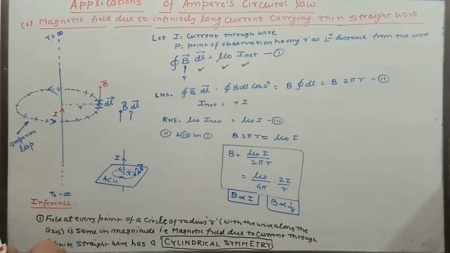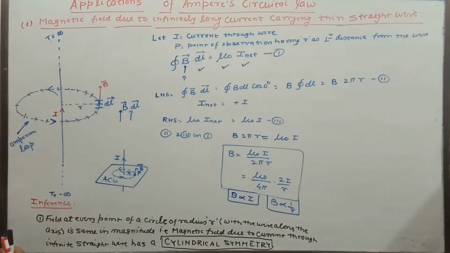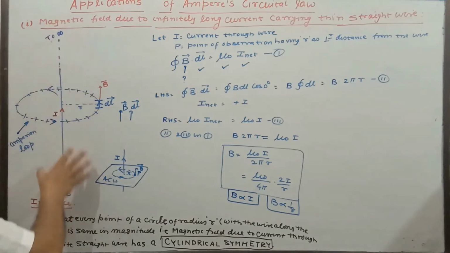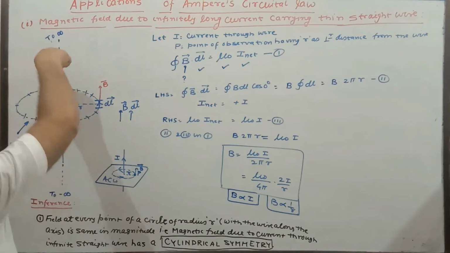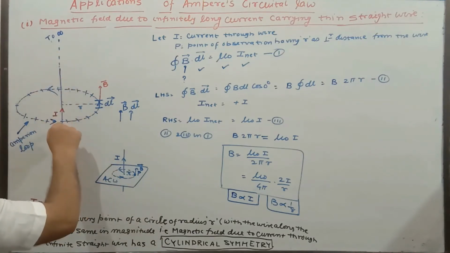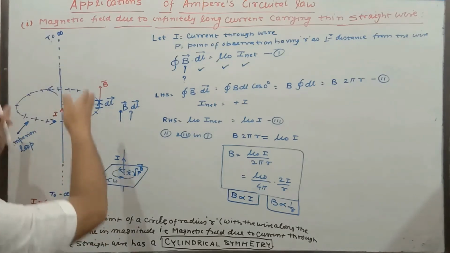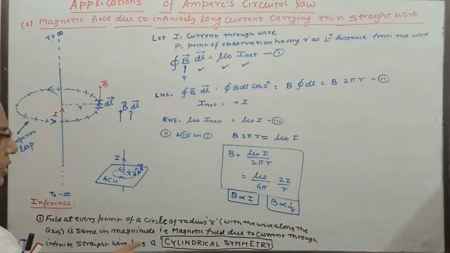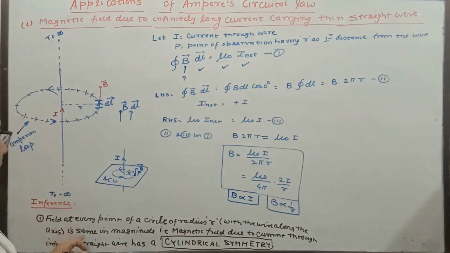of radius r, at all the points the magnitude of magnetic field remains the same for all such circles whose centers lie on this wire. So if you draw a number of circles whose centers lie on this wire, and we join all the circles one over another, we are going to see a cylinder formed. Thus we can say it has cylindrical symmetry. Field at every point of a circle of radius r with the wire at the axis is the same in magnitude.